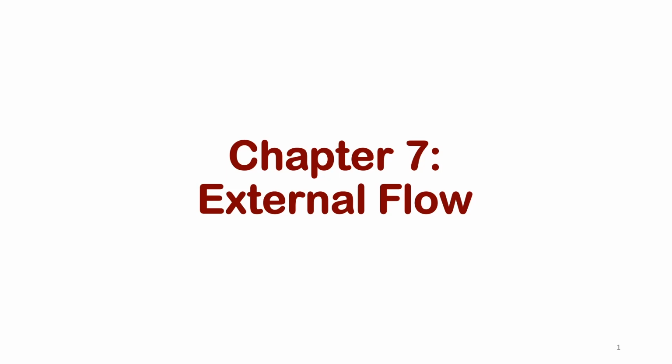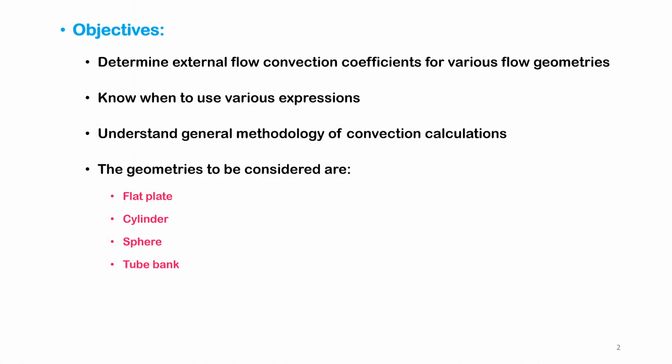Today, we are going to talk about external flow. This is chapter 7 in your textbook. So, the main objective of this chapter is to try to estimate the convective heat transfer coefficient from flow conditions and geometries.